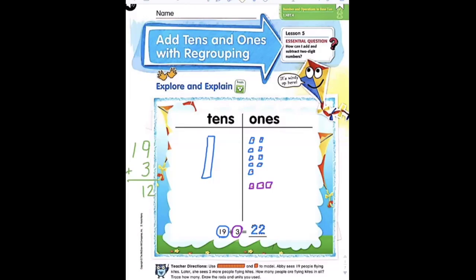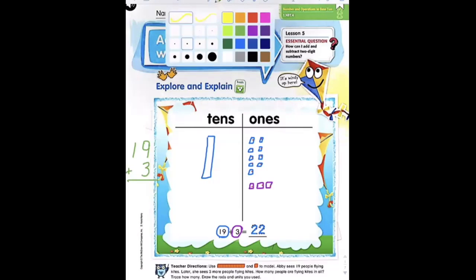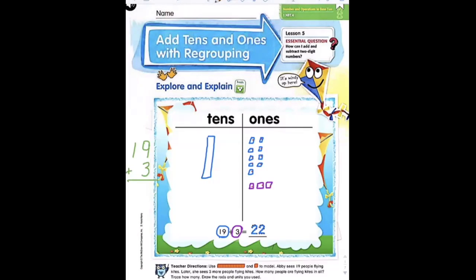Okay, so to fix that problem, I circle my group of 10. Okay, 1, 2, 3, 4, 5, 6, 7, 8, 9, 10. So this is my new group of 10. So this new group of 10, I bring it over to the tens place, because if I have 10, can I leave it in the ones place? No. So I need to regroup it and bring it over to the tens place. So now I have another group of 10 here. Okay. And how many ones do I have left here? 2.